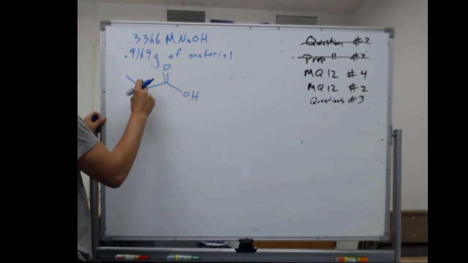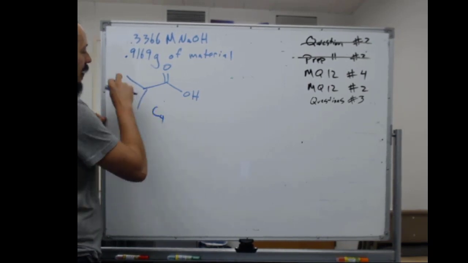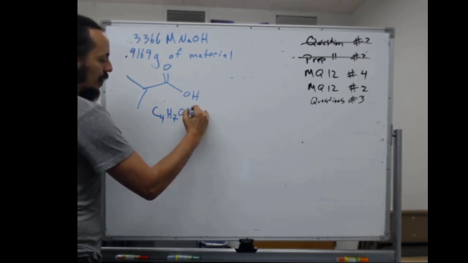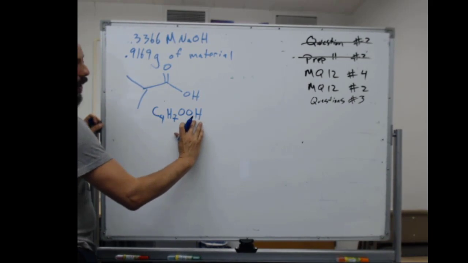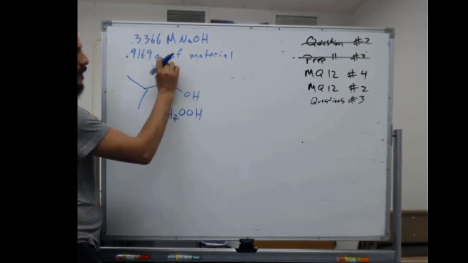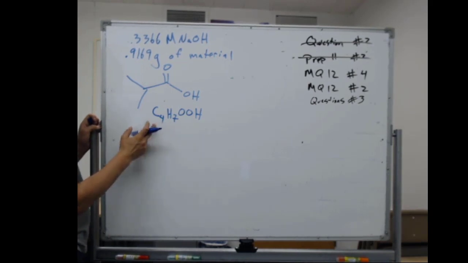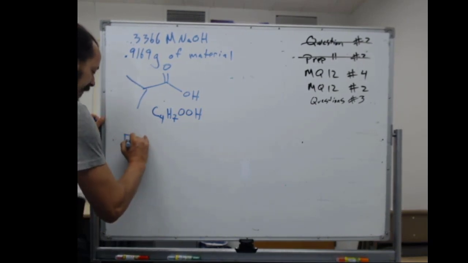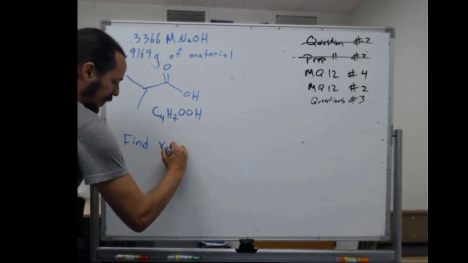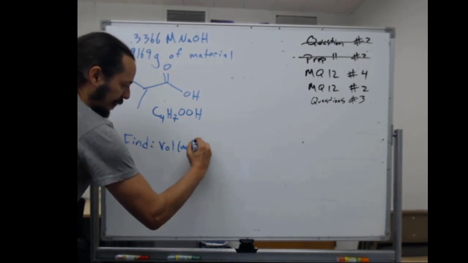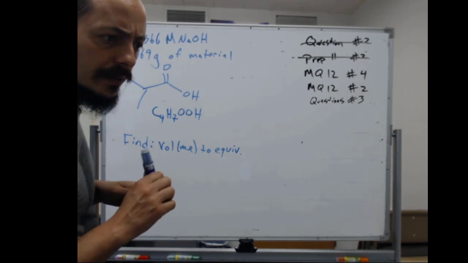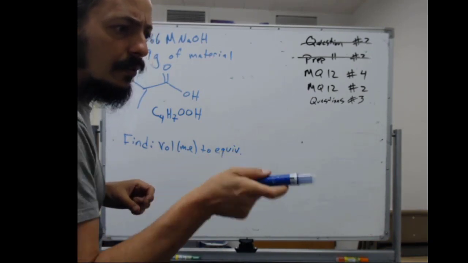The important thing here is that we've got 4 carbons, C4, 7 H's, H7O, OOH. And again, I'm writing OOH out like this to really accentuate the fact that we've got a carboxylic acid group here. If you wrote C4H8O2, you would have also been fine. And then for what we're trying to find: volume in milliliters to reach the equivalence point.